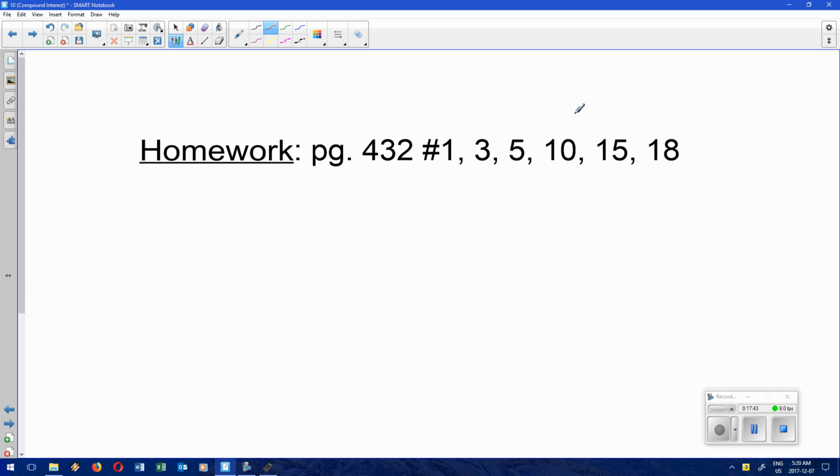In tomorrow's lesson, hopefully I'll be back for that. We're going to start talking about how to solve for the other things in that equation, right? How do you solve for P? How do you solve for i? How do you solve for n? We'll get into some of that stuff there.